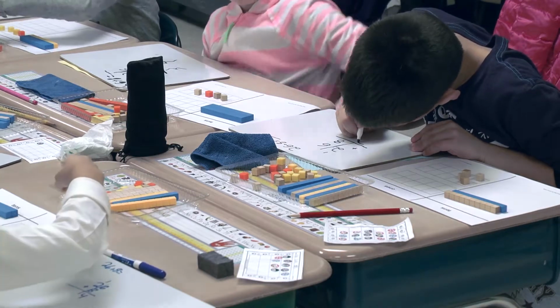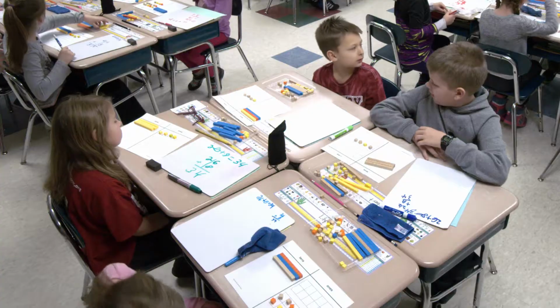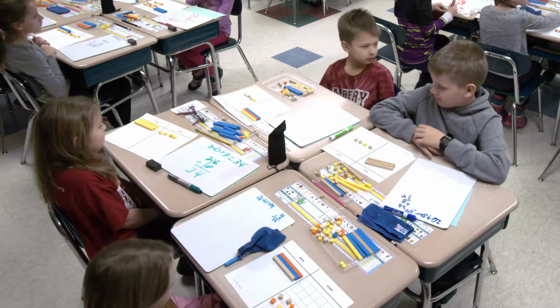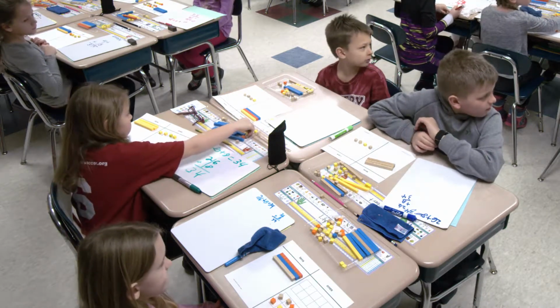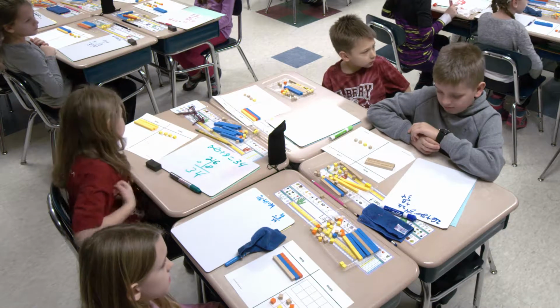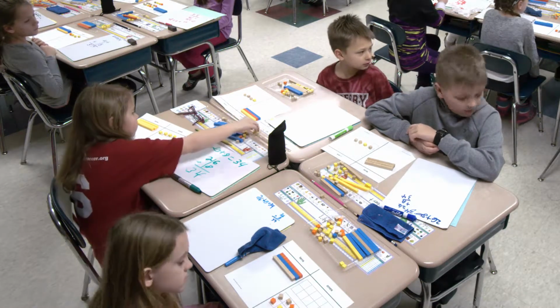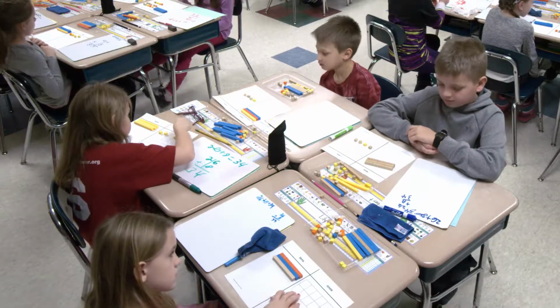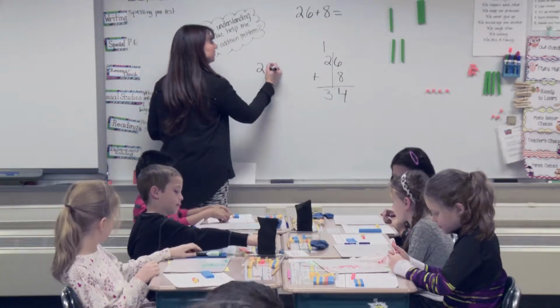Tommy, now what am I going to do? Add the tens. What am I adding in the tens? 1 ten and 2 tens, which makes what, Tommy? 3.